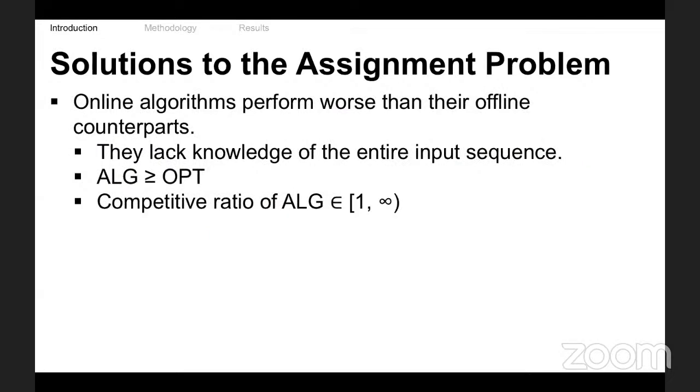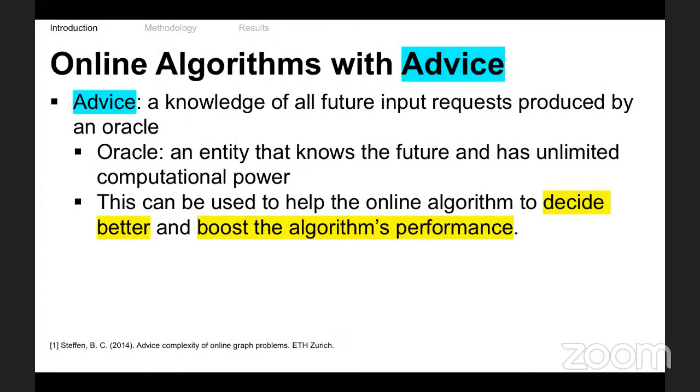Because of its manner of receiving data, online algorithms perform worse than their offline counterparts, which is why the cost incurred by an online algorithm will always be greater than or equal to the cost incurred by the offline algorithm. And the competitive ratio of the online algorithm goes from 1 to positive infinity. The question now is, can we further improve these competitive ratios? If so, how are we going to do this?